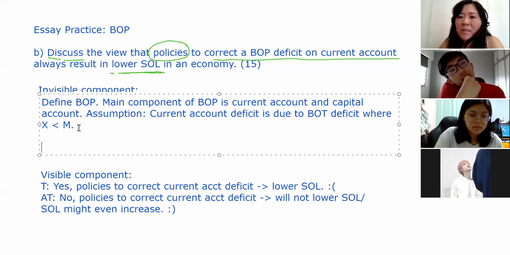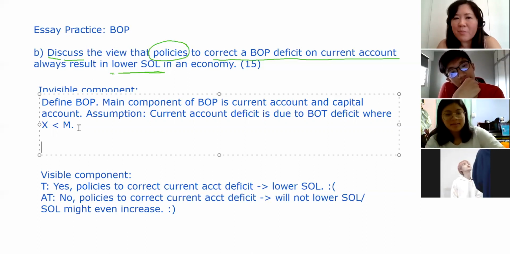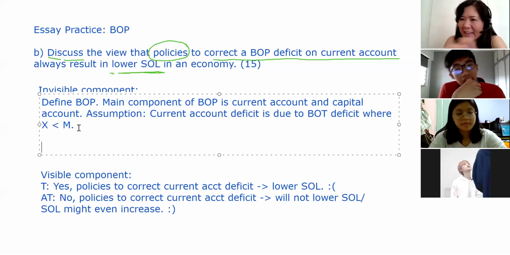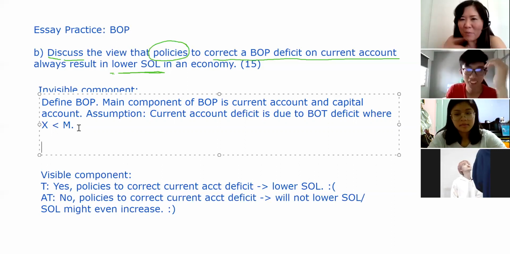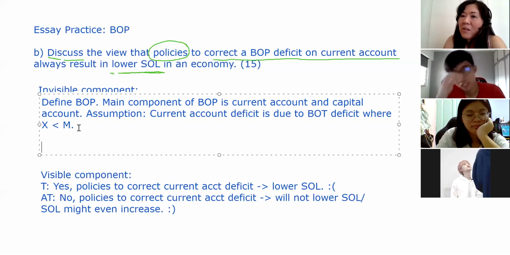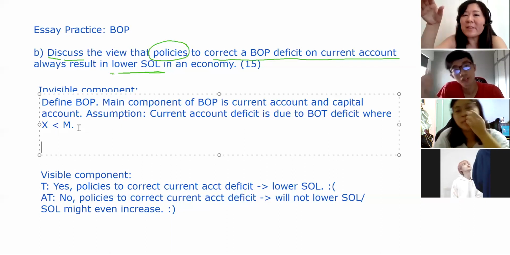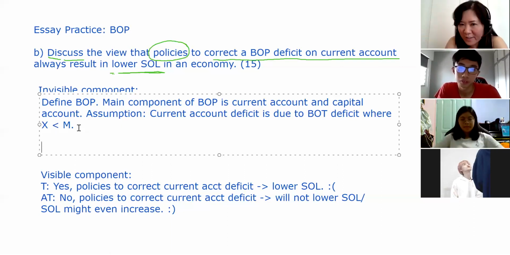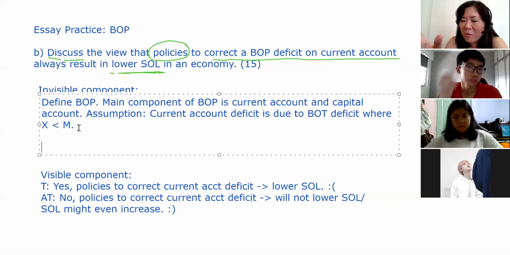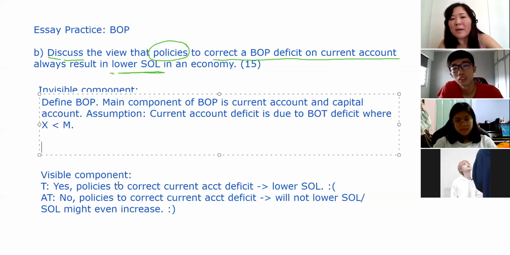The policies. Winston, very good. Can you all see that? Very good. Why is it policies? Because did they say very explicitly, can you please tell me what policies are used to deal with current account deficit? No. They just ask whether policies to correct the deficit result in lower SOL as well. But you need to at least say what policies are used first to correct the BOP or to correct the BOT deficit, right? One policy, one paragraph. Then after that, in your visible component, that's where you can talk about the policy itself.